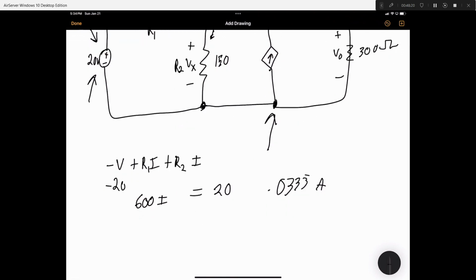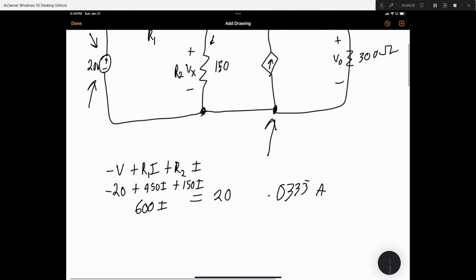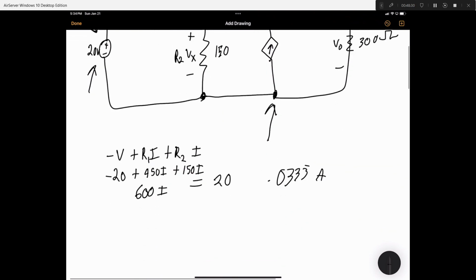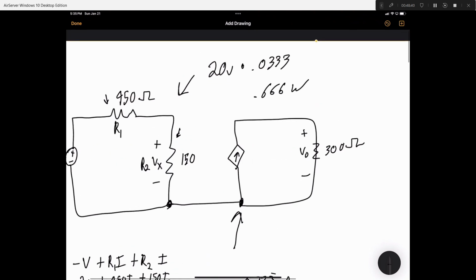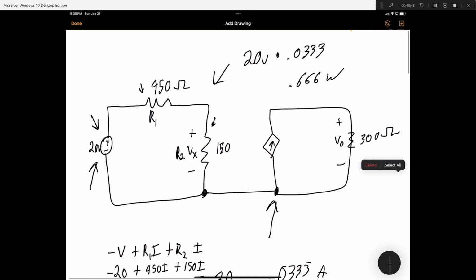Becomes negative 20 plus 450 I plus 150 I. Let's keep moving. Plus 20 over 20 is equal to, add those two together, 600 I. Divide the 600 over, and you get your current that you need, because we're looking for the power being supplied to this element over here, going across, and the voltage leaving from here is just going to be 20, right? Because once it meets here, it's going to be 20.